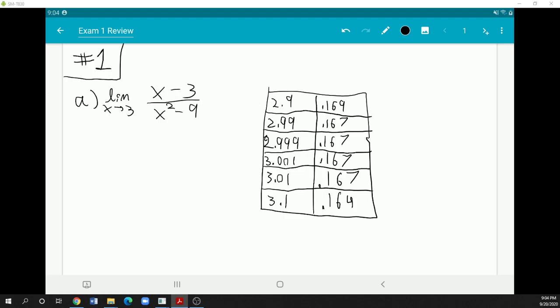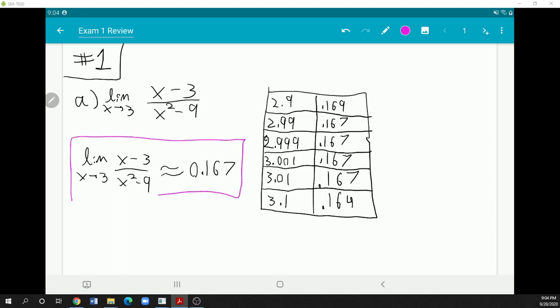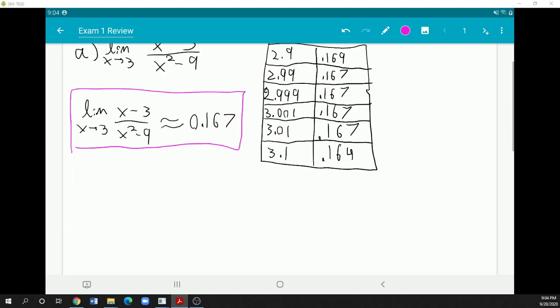And remember that the instructions say to estimate or leave answers as 2 decimal places. So we get the limit as x goes to 3 of this function, (x minus 3) over (x squared minus 9), is approximately equal to 0.167. So that's our answer for this particular problem because it told us to estimate. If we went back and actually did the problem, calculated it exactly, we would get an exact answer of 1/6. So that does turn out to be right.